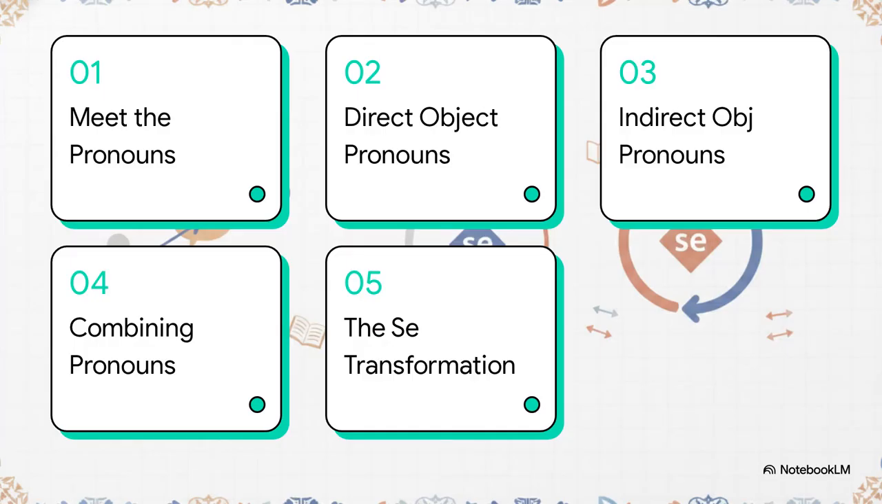Here is a quick roadmap of what we're covering today. First, we'll meet the object pronouns. Second, direct object pronouns. Third, indirect object pronouns. Fourth, combining those pronouns. And fifth, the C transformation rule.